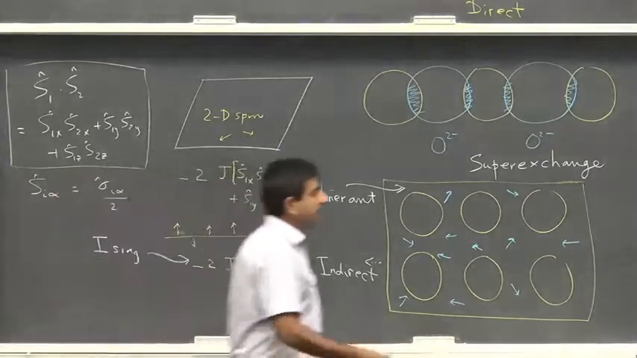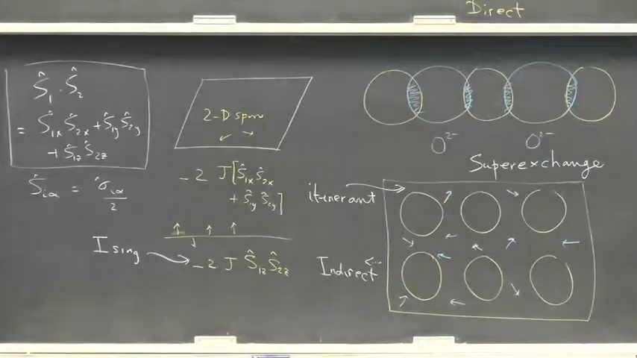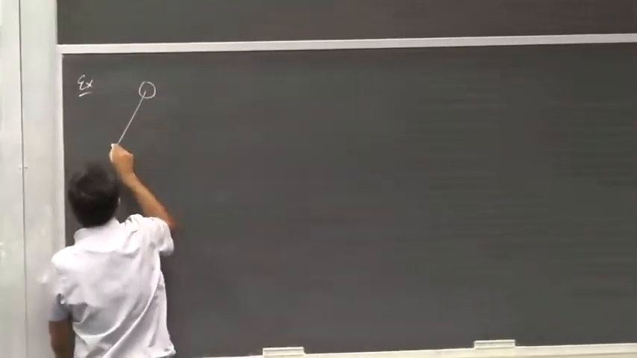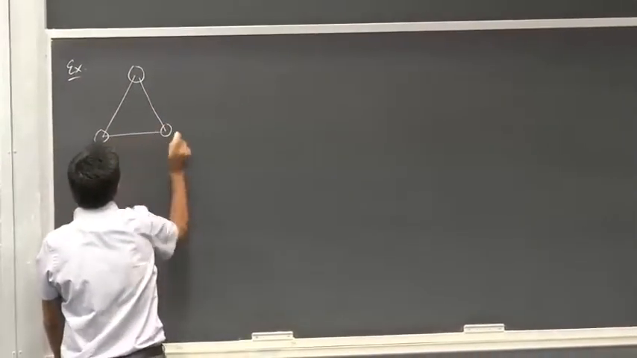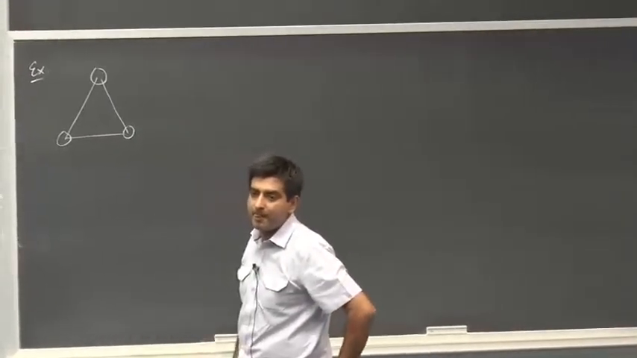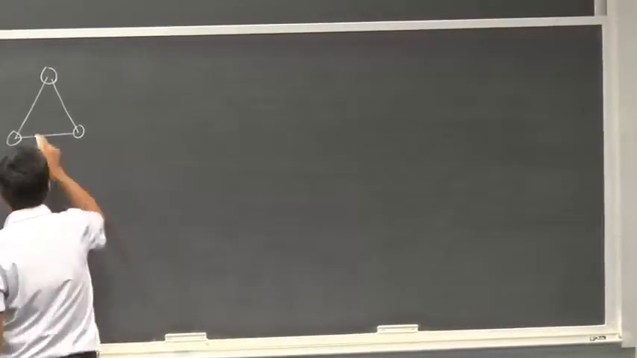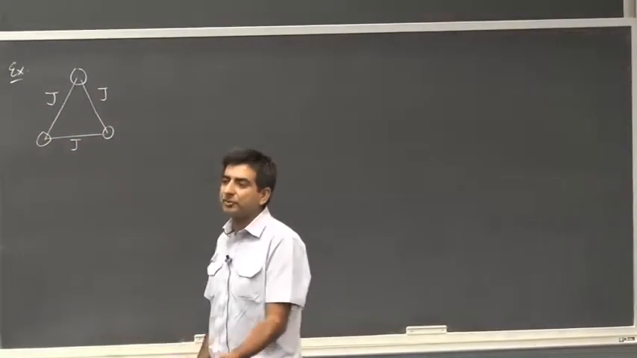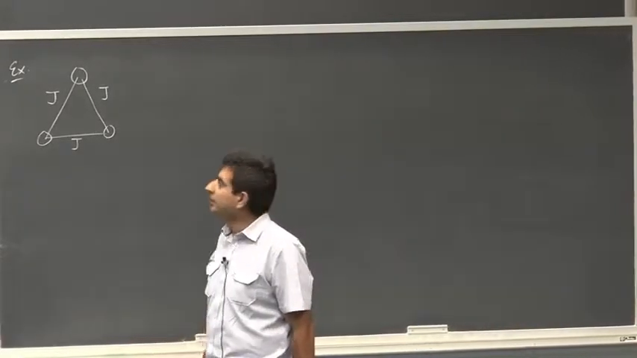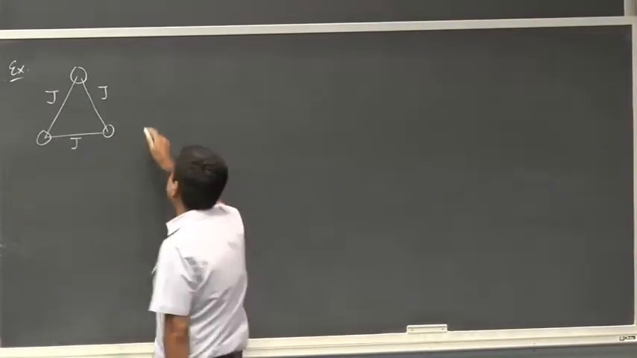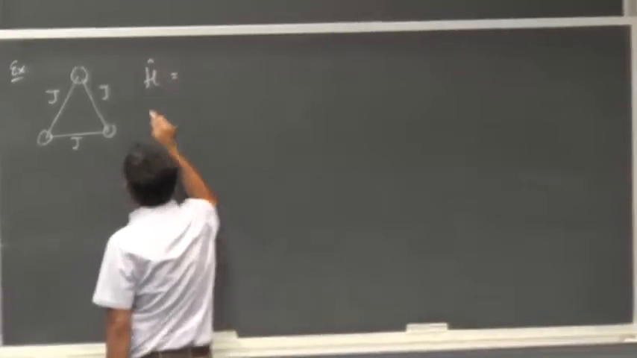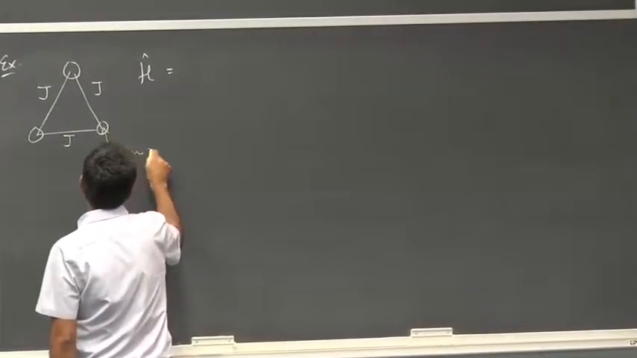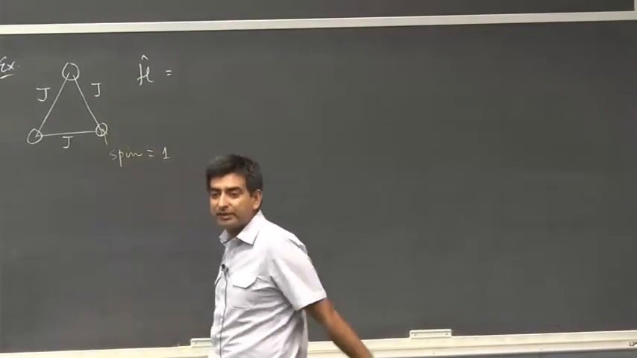Now let's do an example. Suppose I have three spins and they are arranged in an equilateral triangle. And the coupling between each pair is identical, J. J is sometimes also called the coupling. Now what I would like to do is find the Hamiltonian for this system. Suppose each one of these particles has spin 1. Each one of these particles is a boson. Spin 1. Some nucleus that has spin 1.